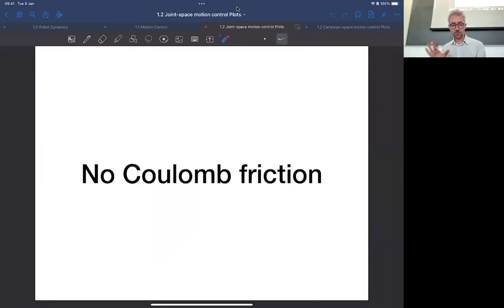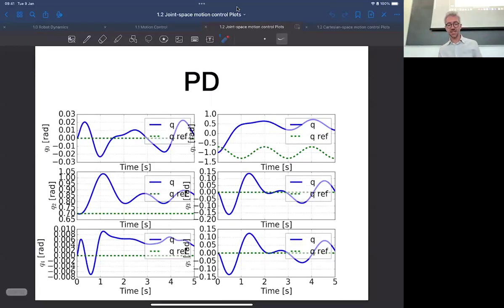So let's start with simulations that don't simulate Coulomb friction at the joints. So this is like the ideal case where your robot doesn't have any joint friction, which is never happening in reality, but it's just to see what would happen in an ideal case. So in the following examples, basically the commanded, the reference joint angles are fixed for all the joints except for one, which is this one here, where you can see that the reference trajectory is a sinusoid. Okay, all the others are fixed.